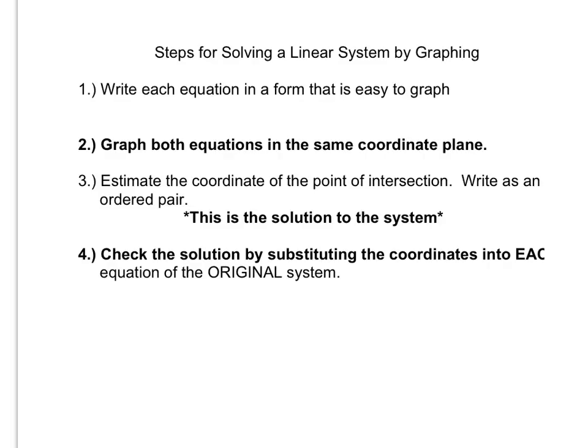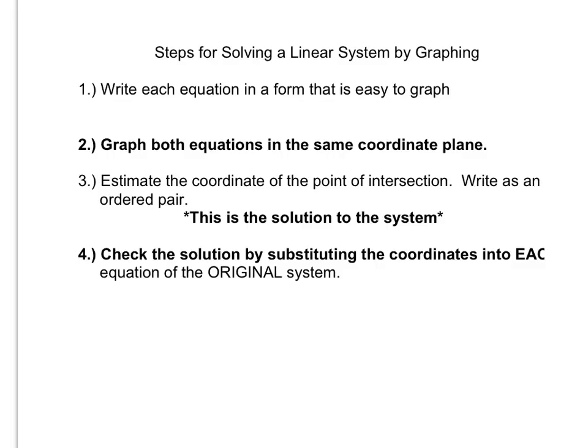So the point where the lines cross, if it crosses in the middle like 3.5 or something, you can estimate that. Okay? So we're going to estimate the point of intersection, where the lines cross each other. And then step 4 is to check the solution by substituting the coordinates into each equation of the original system, is what that should say. Okay? So each equation of the original system, we plug it into both of them because the solution has to work for both of them.